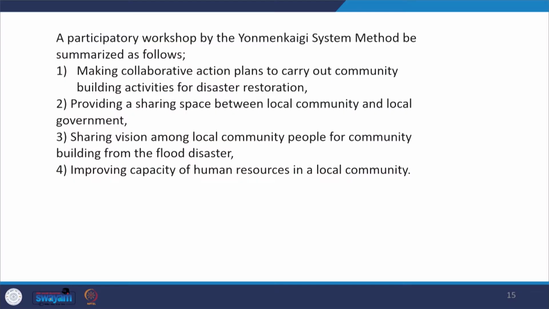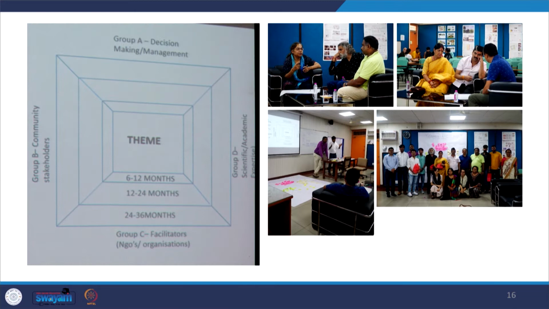So here the method could be summarized as follows, and you can see it is the process of how we make the collaborative action plan to carry out community building activities for disaster restoration, and providing a shared space between local community and local government, sharing vision among local community people for community building from the flood disaster, and improving capacity of human resources in a local community. So this is what I call a Yonmenkaigi.